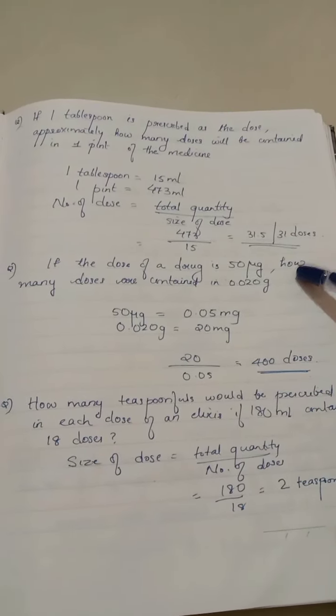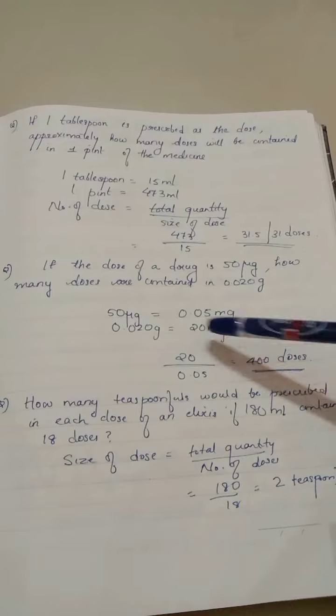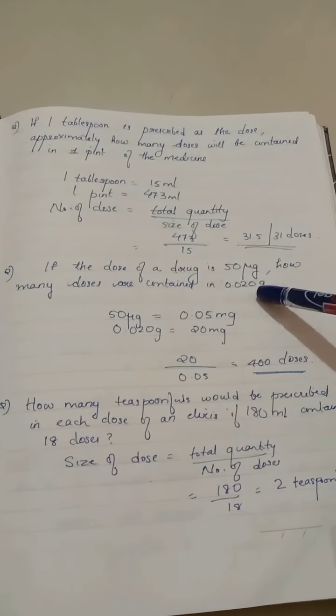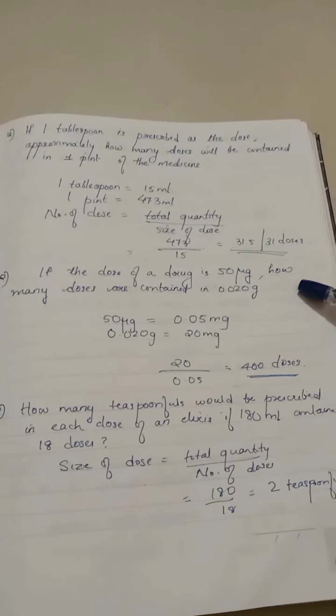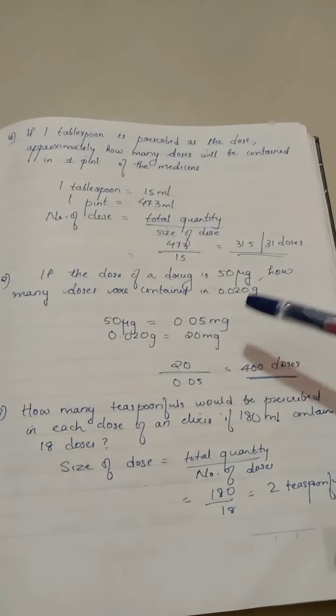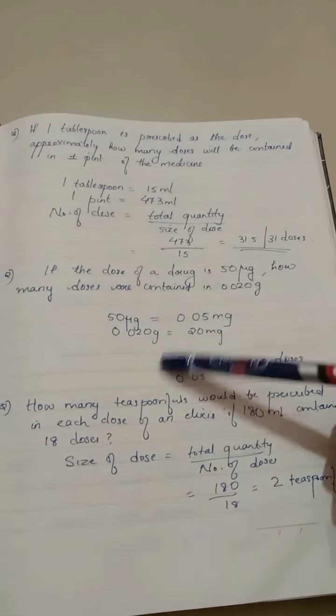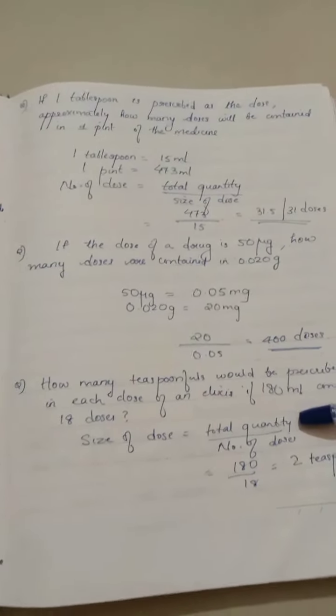Here also you have to find the number of doses. With the same equation, you have to convert this gram to milligram. How are we going to convert gram to milligram? Into 1000. So 0.020 into 1000, you will get 20 milligram. Using the same equation, you'll get the answer.